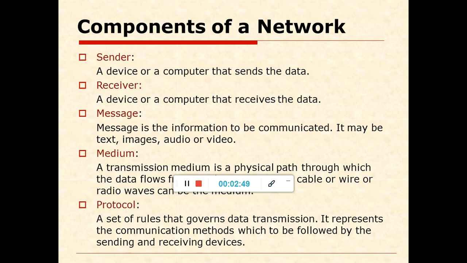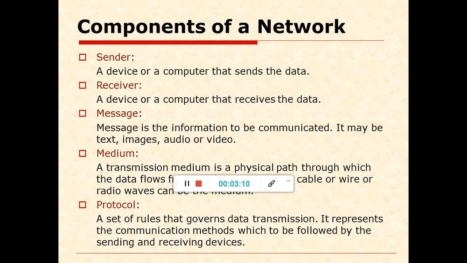And next one is message. So what is shared between sender and receiver? That is message. Message is the information to be communicated. It may be text, images, audio or video. So message is the information or data to be communicated between sender and receiver.